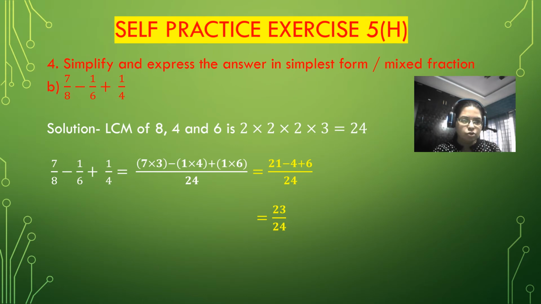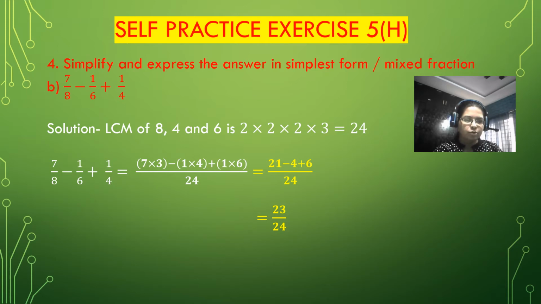Now we will solve question number second bit B. 7 divided by 8 minus 1 divided by 6 plus 1 divided by 4. We have to simplify and express this fraction into simplest form or the mixed fraction. First we have to find out the LCM of the denominators 8, 6 and 4.